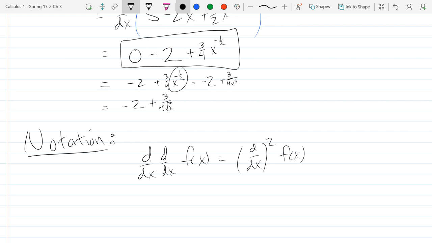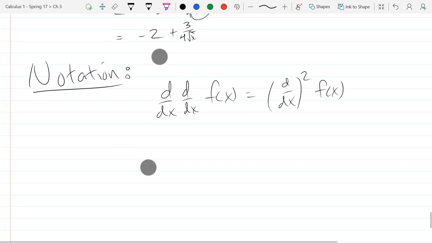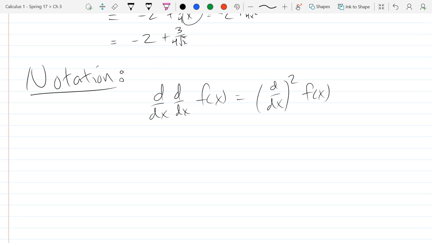So d over dx squared means there's two of them next to each other. You don't really want to think about multiplication, because if you do, you might try to commute and change the order here, and that's not what's happening. These are functors, or you can think of them as functions, so you can't just change the order they're written in. You can't quite treat it like multiplication, because it actually operates on what's on the right side. And if you want to, you can always use extra parentheses if that makes you think about functions, because it's operating on what's in the parentheses next to it.